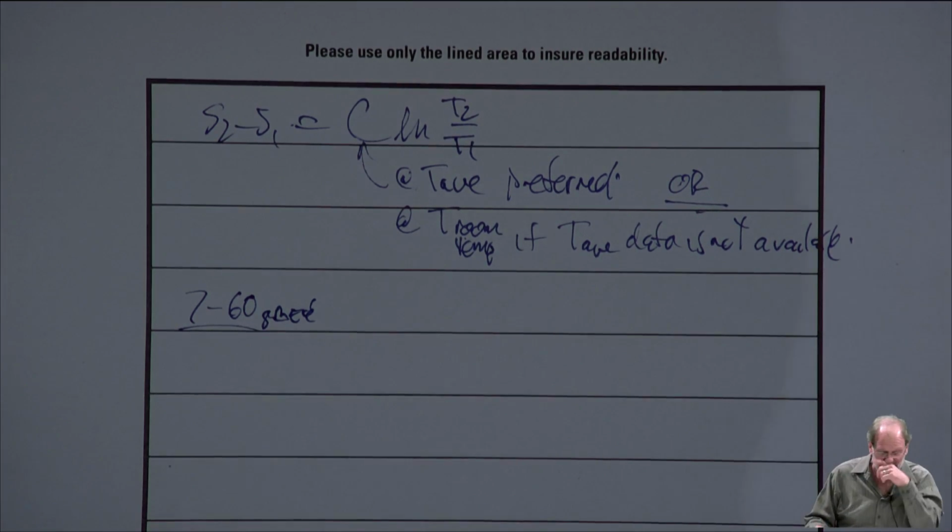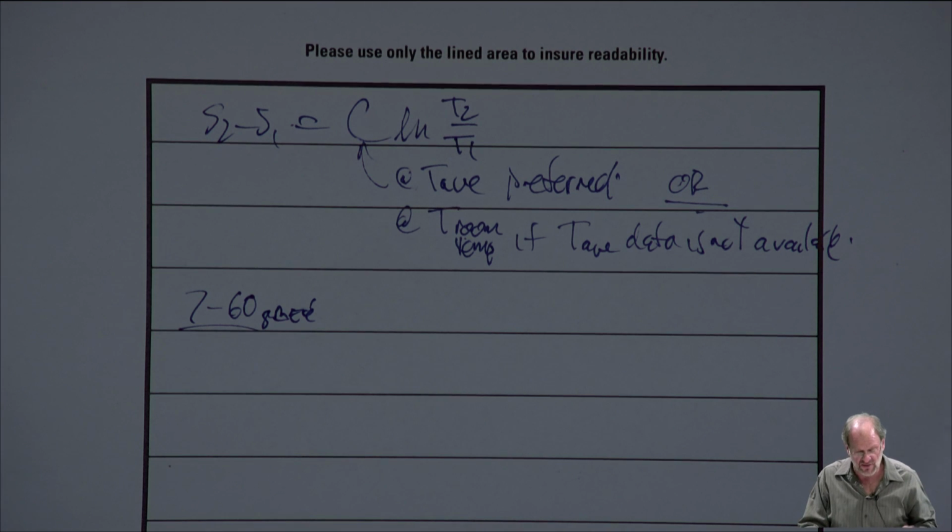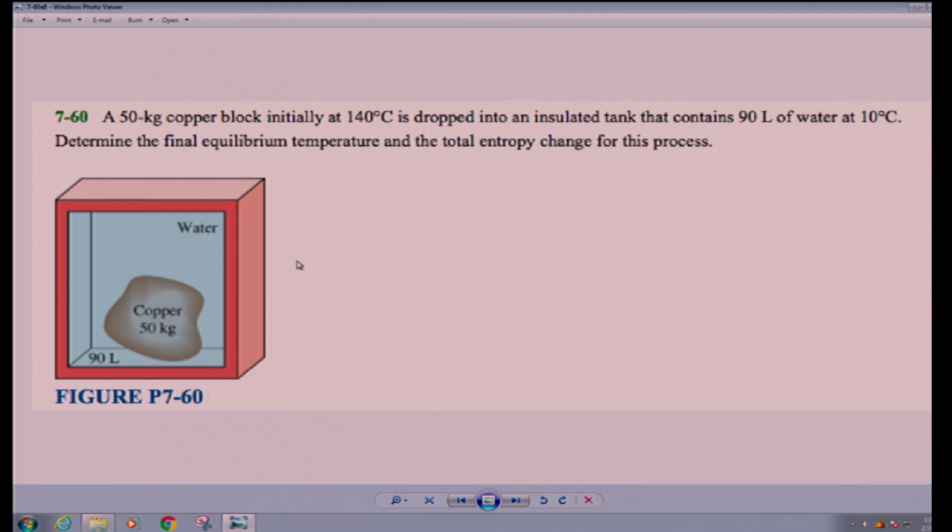All right, so let me just read it as you're looking at it here on the board. It sounds pretty simple. In fact, it sounds practically the same as a problem that we did in class a month ago. So we have a 50 kilogram copper block that's at 140 degrees Celsius, and it's dropped into an insulated tank that contains 90 liters of water at 10 degrees Celsius. Determine the final equilibrium temperature and the total entropy change for this process.